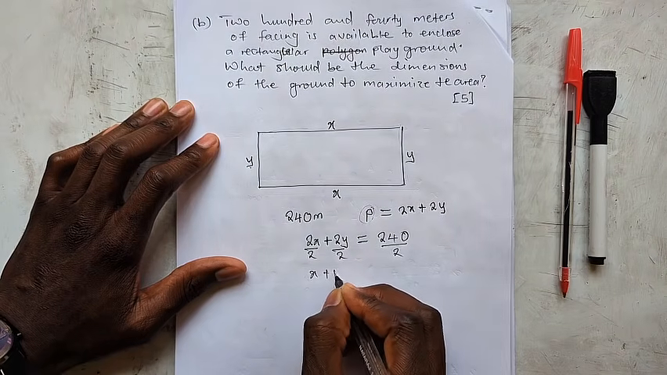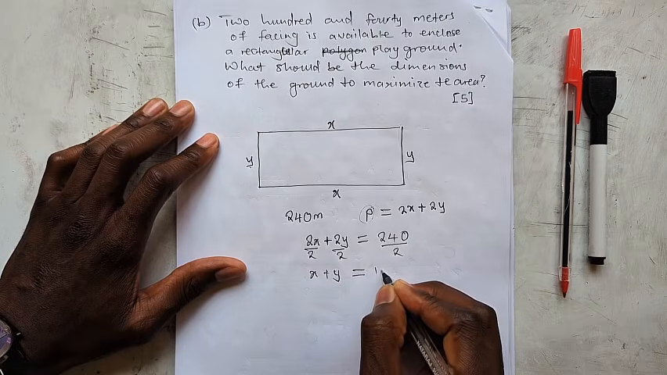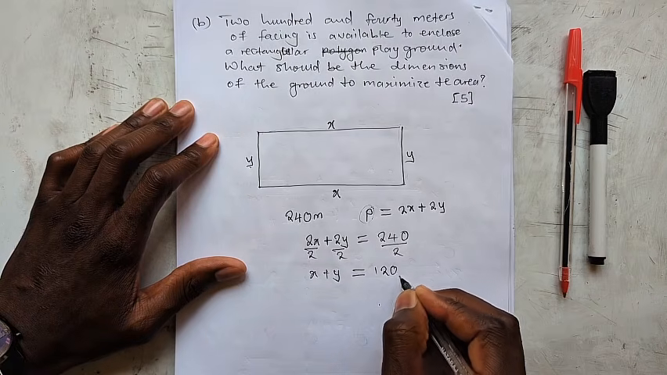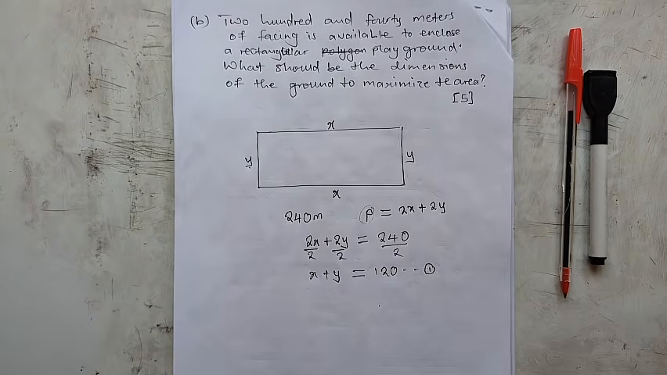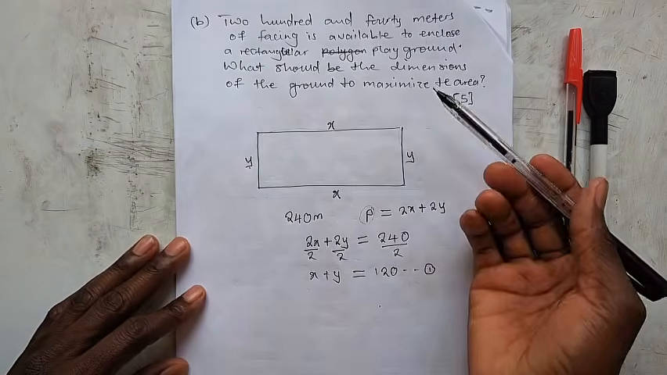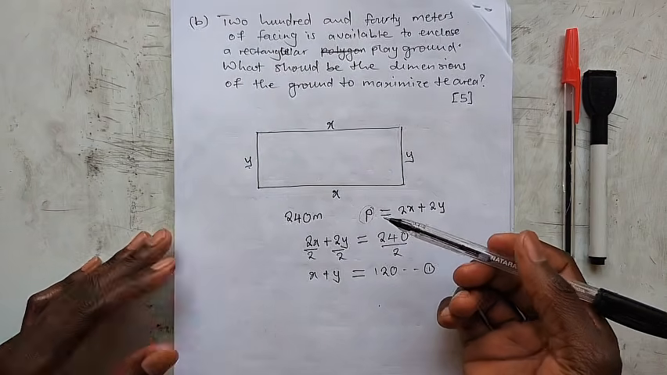So it will be x plus y. This has to be equal to 120. I'll take this to be the first equation from the perimeter part. They're talking about the issue of area in this case. How do you get area?